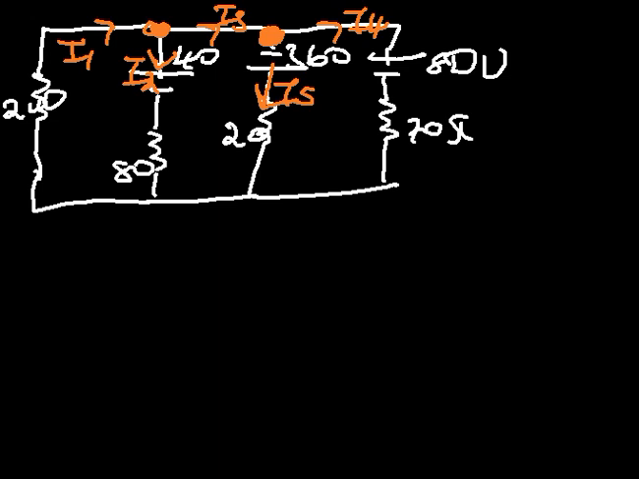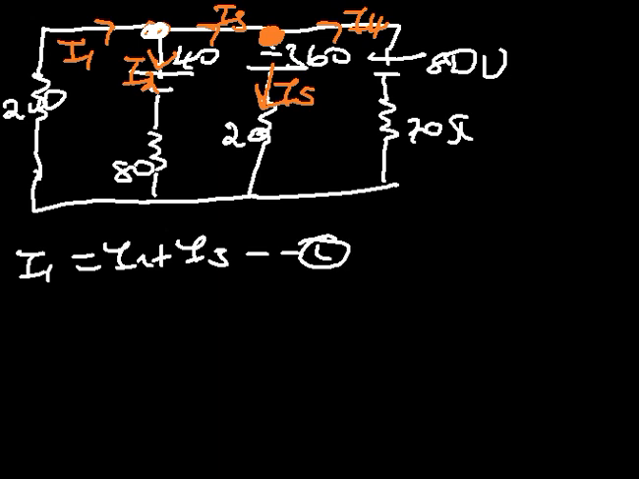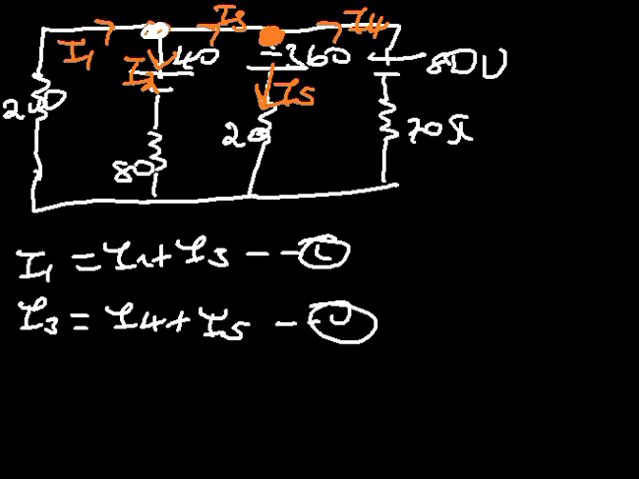Now, what are the equations with respect to the junctions? The current entering the junction, I1, is equal to the current leaving the junction, I2 plus I3. So this is equation 1. Then we go on to this other junction. The current entering the junction, I3, is equal to I4 plus I5. So this is equation 2. So keep these equations in mind.